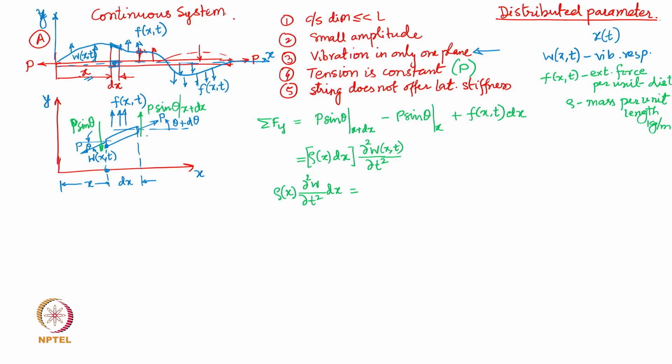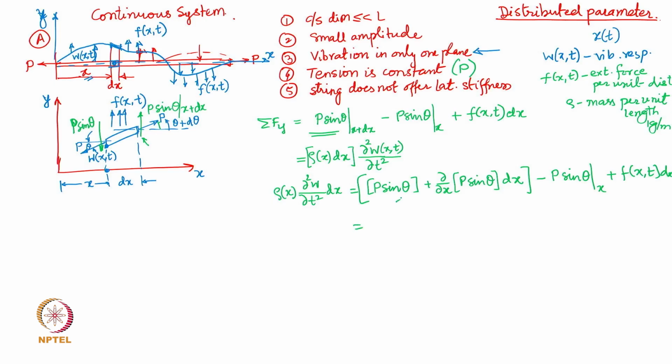Now P sine theta at x plus dx, that is this distance, I can expand this in Taylor series and write this as P sine theta plus dou x of P sine theta dx. Okay, so this is almost like sine theta at this particular position x plus dx is going to be sine theta plus d theta. So that is your P sine theta at x plus dx position, minus P sine theta, which is the vertical component of the force at x position, and then plus f of x comma t dx. That's your complete equation.